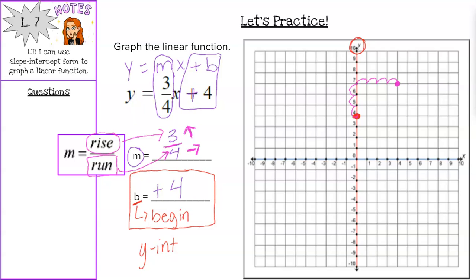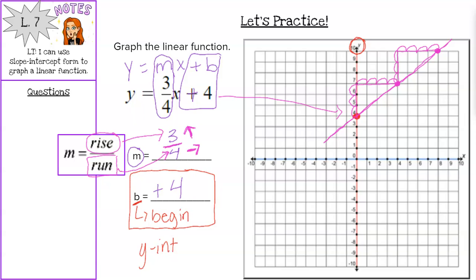And then we're going to do that same exact movement one more time. We're going to go up 3: 1, 2, 3. Right 4: 1, 2, 3, 4. And we're going to put a point. And then the last step is just making a nice straight line through those 3 points. And that's all there is to it. Now we just graphed our linear function. So as you can see, that slope of up 3 over 4, up 3 over 4, and we started at that 4 for our y-intercept.